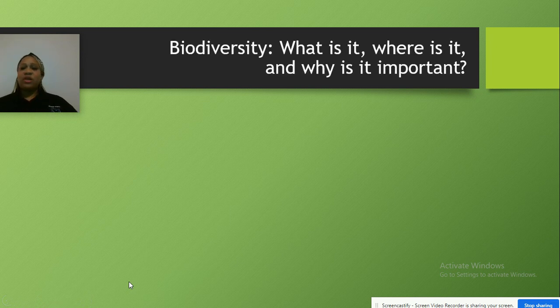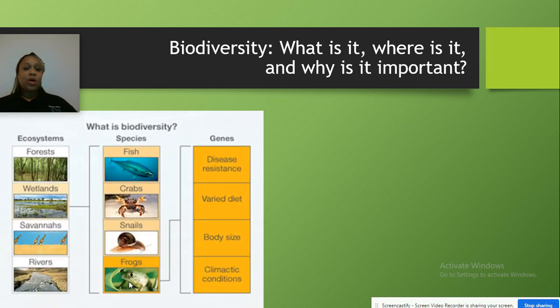So biodiversity, what is it? Where is it? And why is it important? Well, what is biodiversity? It's the ecosystems, which consist of maybe forests, wetlands, savannas, rivers. Some that are not listed is a tundra, rainforest, a desert, okay? Also, species and genes. So you're going to look at ecosystems, species, and genes.